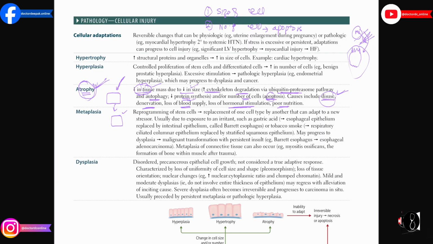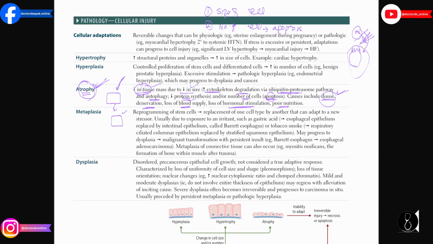You guys have to keep in mind, the most important thing they can ask from you in exam. First of all, what is atrophy? It is simply a decrease in organ size.